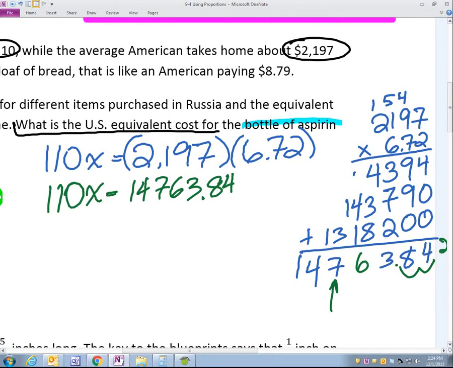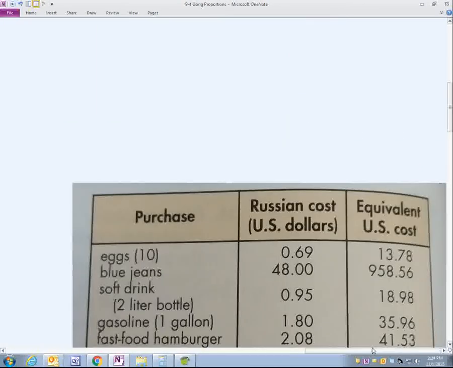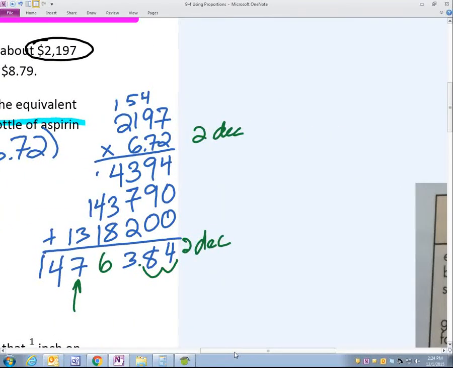Now, we're not done yet, though. Look, we have 110x. Remember, we have to solve for x. So we still have to do some division. I have to do the inverse of 110x, so I have to divide by 110. Divided by 110. So I have that number.